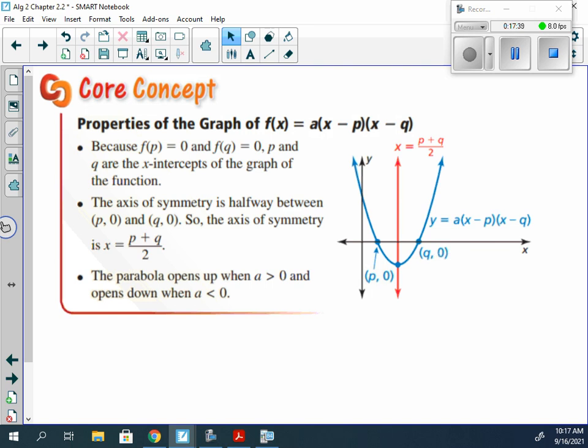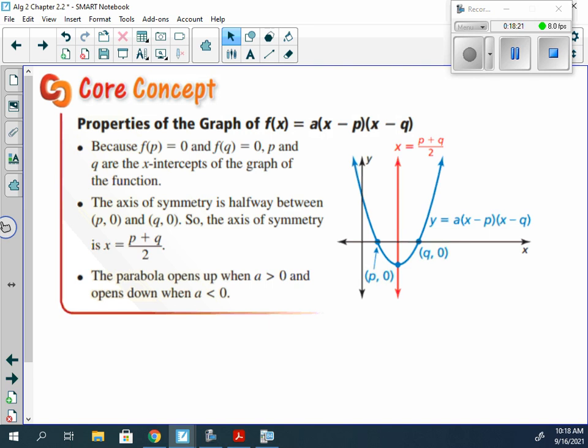Let's look at the last type. Properties of the graph f of x equals a times x minus p times x minus q. Because f of p is equal to 0 and f of q is equal to 0, and p and q are the x-intercepts of the graph of the function. So this is our intercept form. So those are where the graph crosses the x-axis.